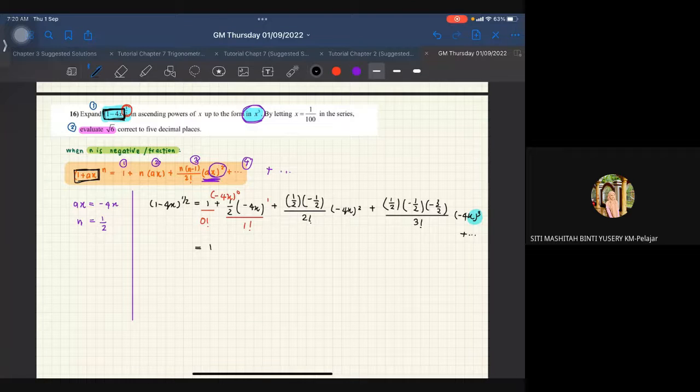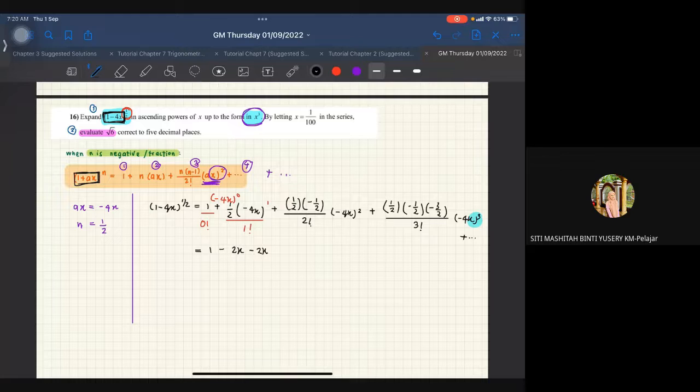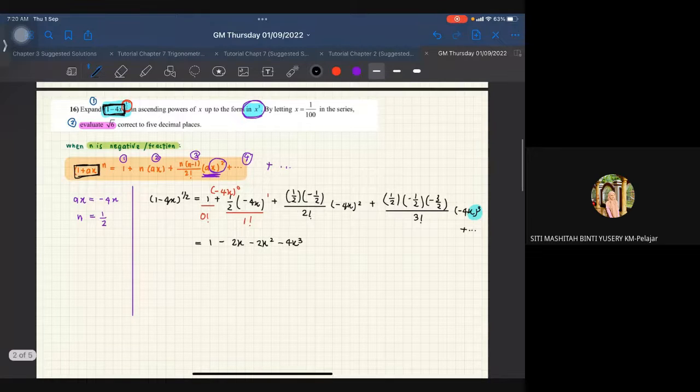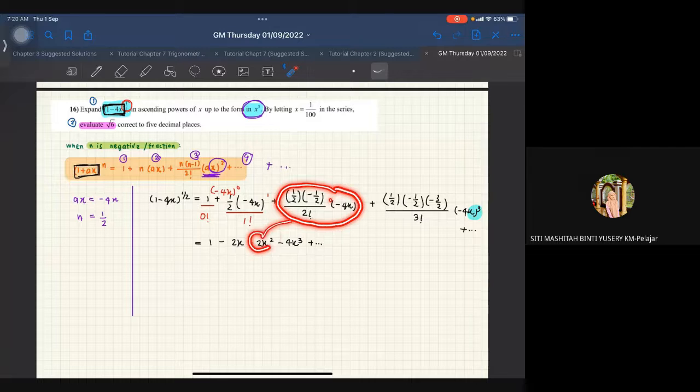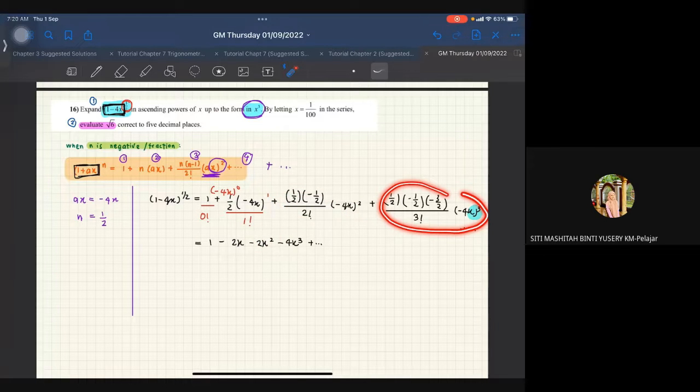So awak ada 1 plus, kalau simplify terus saya rasa dapat yang negative 2x. Okay, so kita akan dapat negative 2x and then minus 2x square minus lagi dengan 4x cube. For this part, daripada sini boleh dapat yang ini, and then daripada sini boleh dapat yang ini.